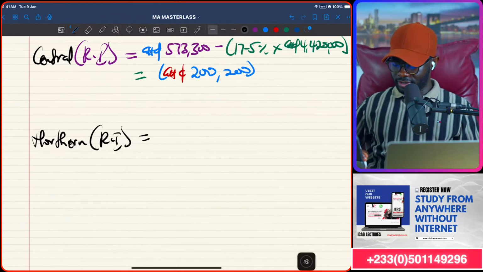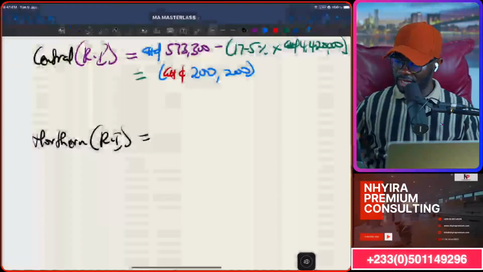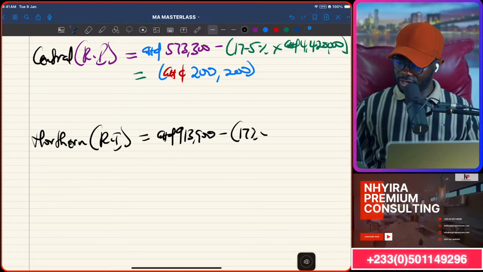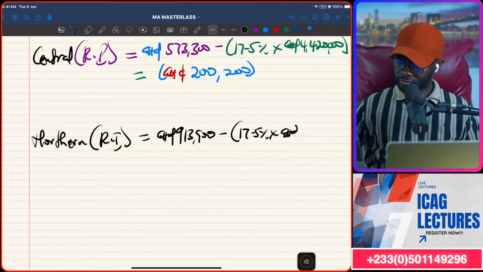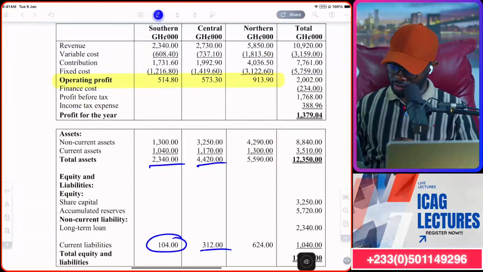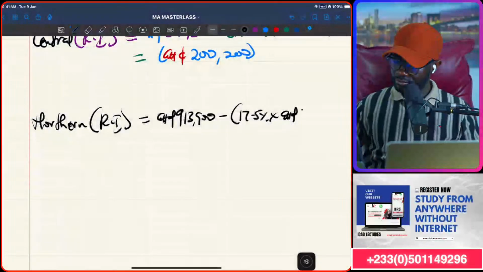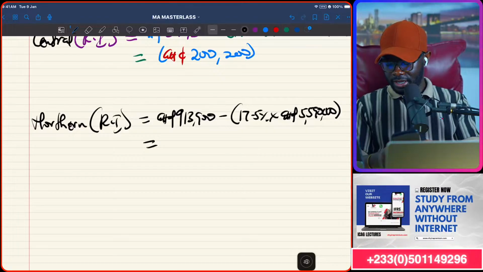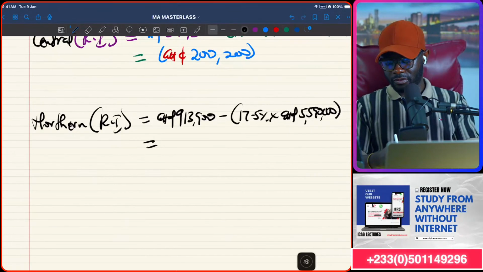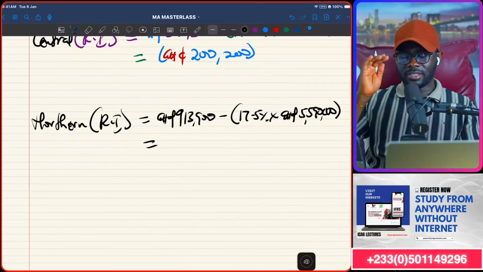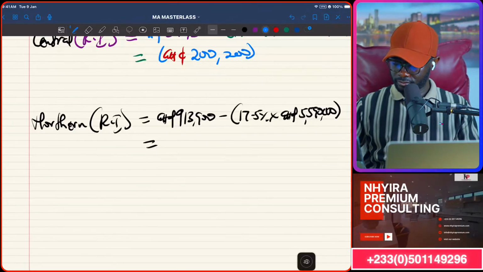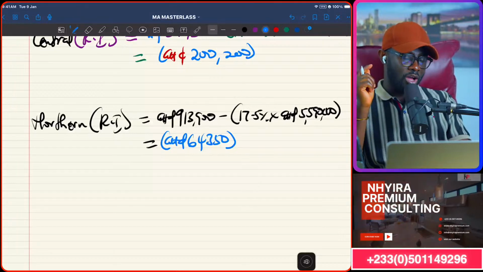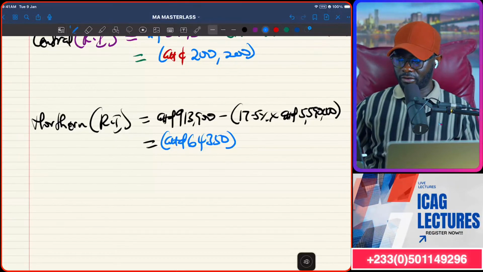RI for the Northern Territory. The Northern Territory made a profit of 913,900, less 17.5% of the total asset of the Northern, 5,590,000. So we punch that out. 913,900 minus, into bracket, 0.175 times 5,590,000, and we get 64,350, and that is also negative. So they are also not earning enough to pay providers of finance. So negative.